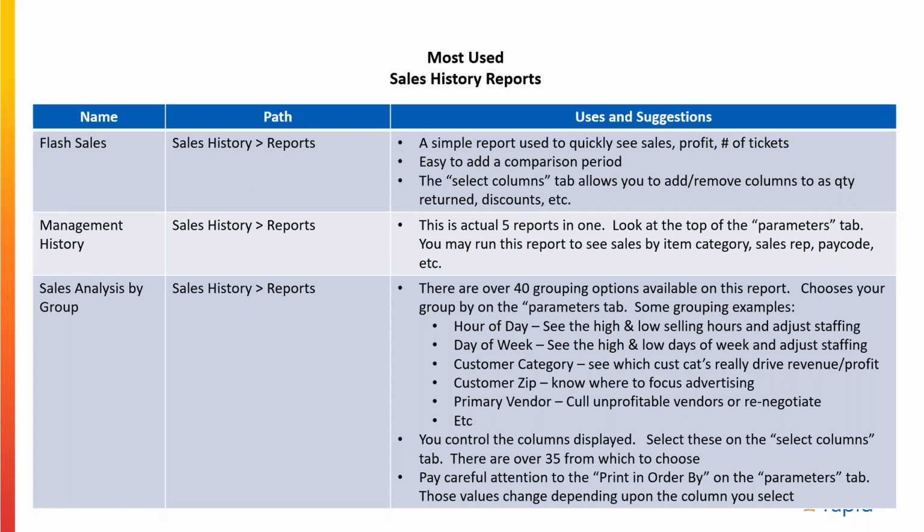I can do it by customer category or customer zip. Zip code lets me know where I ought to focus my advertising. How far outside of the 3-mile radius from my store do I have customers coming in? And I can even group this by primary vendor, and that really gives me a vision of which vendors are profitable, which ones are not, and if they're not profitable, can I renegotiate or should I cull those vendors? So it's a really, really powerful report. You want to learn to use this bad boy, because of all this flexibility and the grouping that you have available to you.